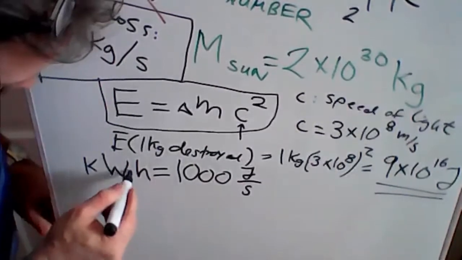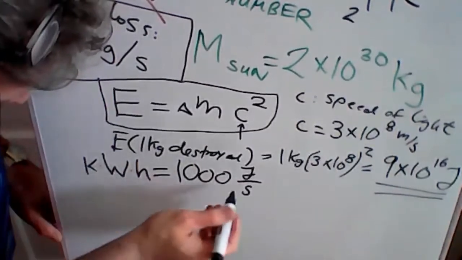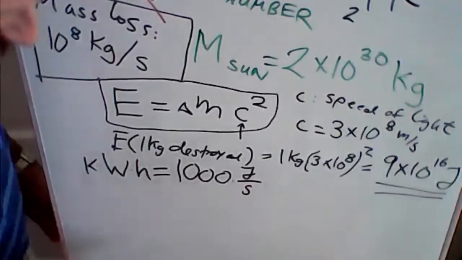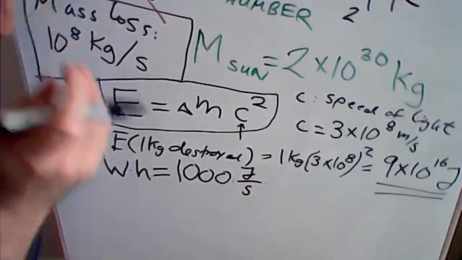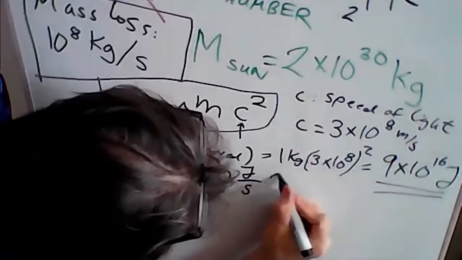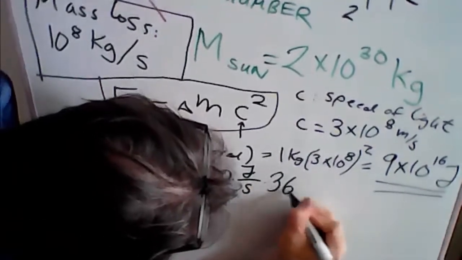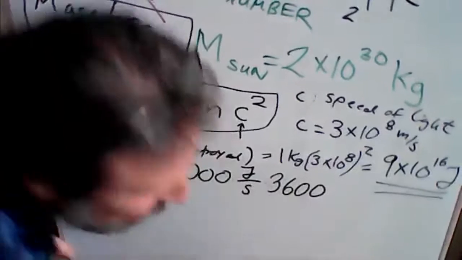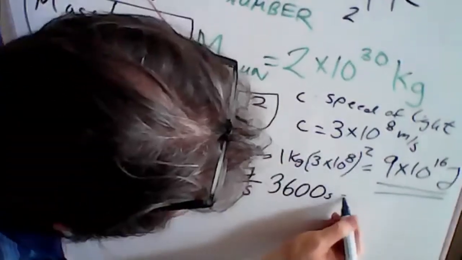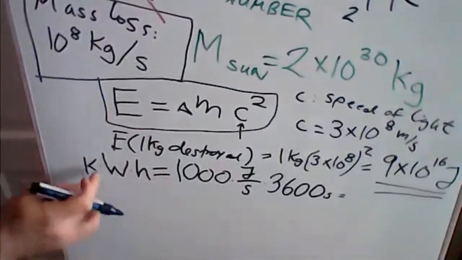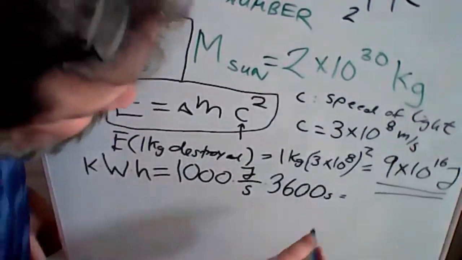And how many seconds are in an hour? 60 times 60, 360. I don't know. I think it's 3,600. 3,600. Exactly. So we have here a kilowatt hour, which is 3.6 million, right?